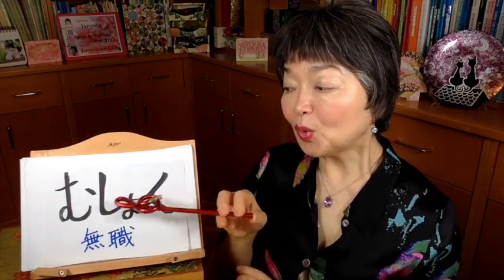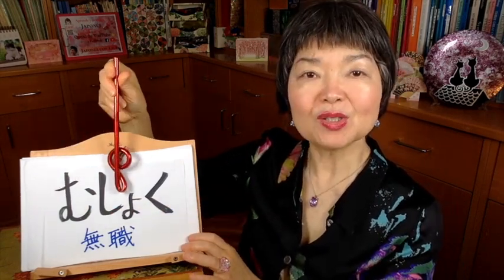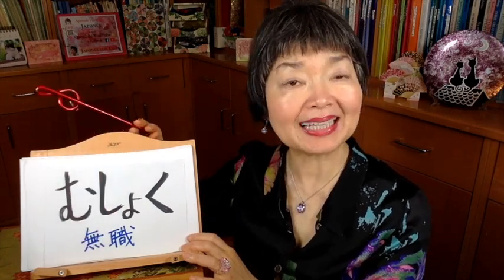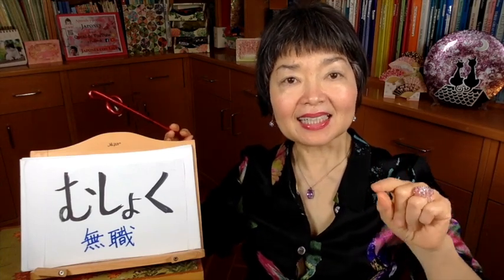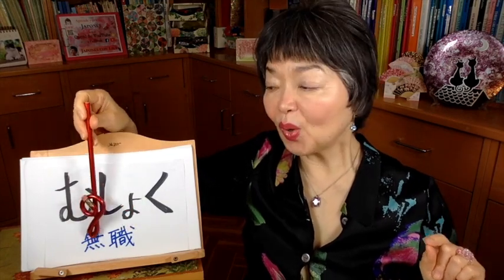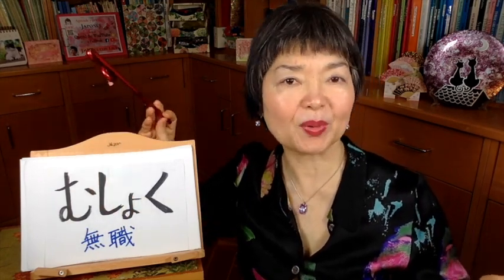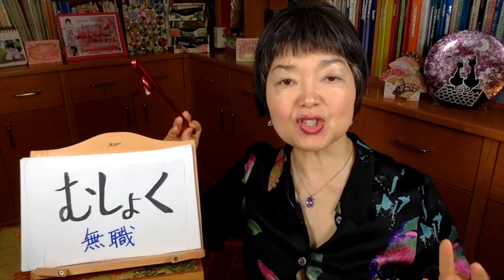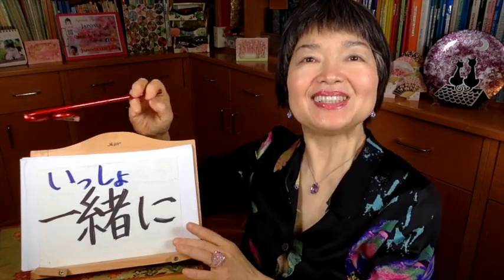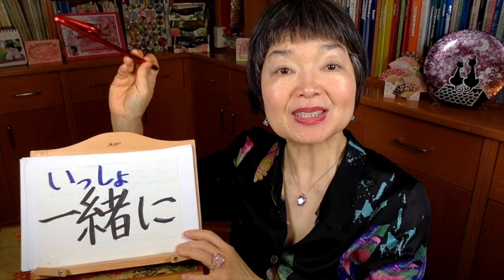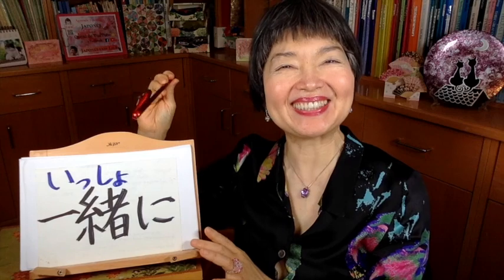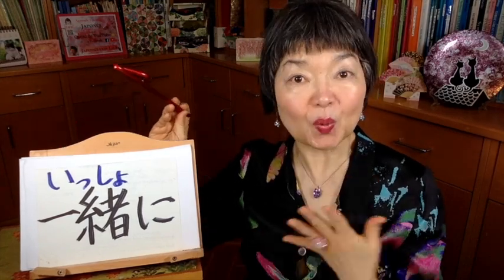Then 無職. What's this? This kanji 無 comes from ない. It doesn't exist. There's no job, no work. 無職, so unemployed, without any job.